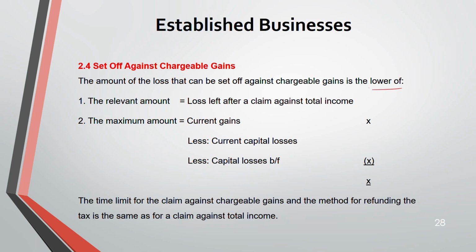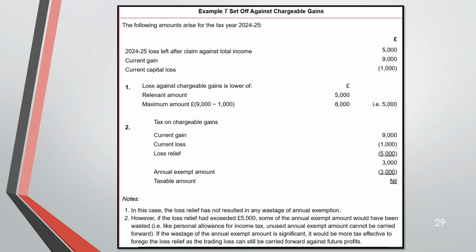Now, what is the time limit? The time limit for a claim against chargeable gain and the method for refunding the tax is the same as for a claim against total income. Whatever we have studied for total income, the time limit and the refunding, is the same for chargeable gain. I have mentioned it in the previous slide. Now, example 7 will help you to understand this.